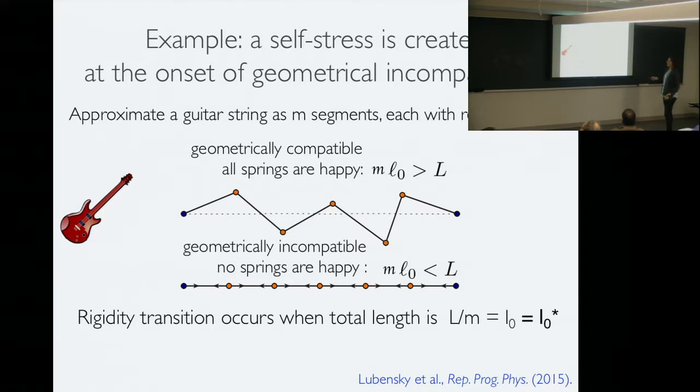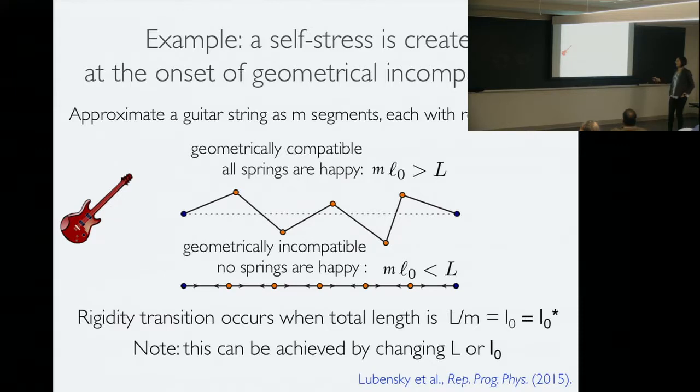There's a geometrically incompatible state where no springs are happy. They're all stretched past their rest length, and that's when I stretch the box beyond the rest lengths of the individual things. And the rigidity transition occurs when the total length, L, divided by the number of segments is equal to L0, and we'll call that special point L0 star. This is the transition point. And I want to note right away that you can achieve this point either by changing the size of your box, or equivalently by changing the rest lengths of my spring. So if I kept the box fixed, and change my spring rest lengths, I could achieve this, or vice versa.